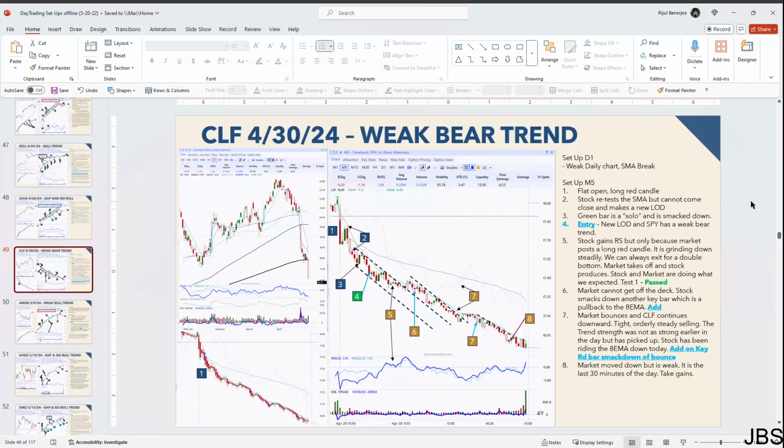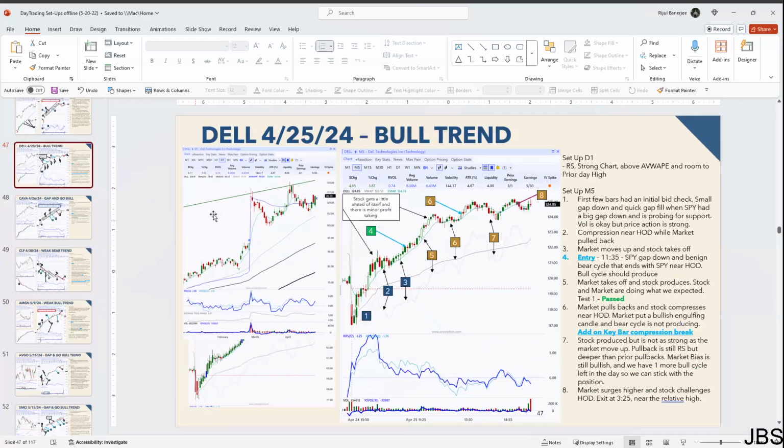You'll kind of see, okay, this is the right time to add. This is not the right time to add. Oh, I missed my entry over here. I should wait for the next entry. And you even see how the nature of the stock changes.